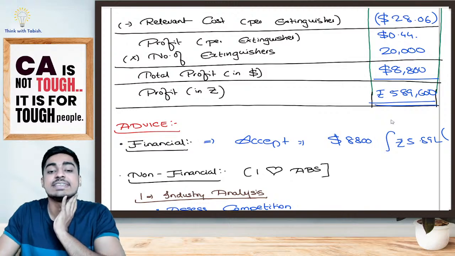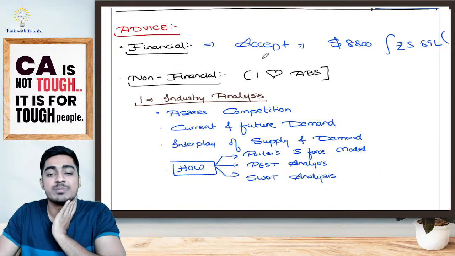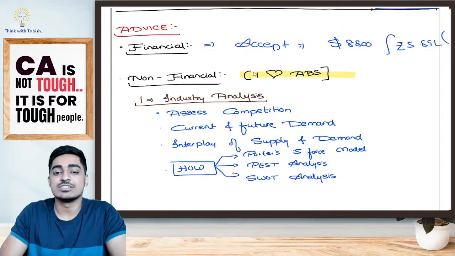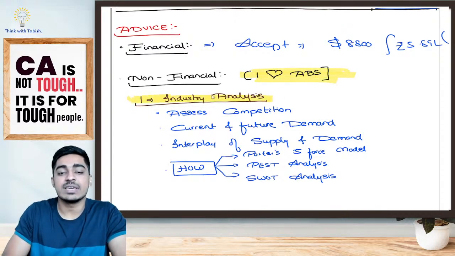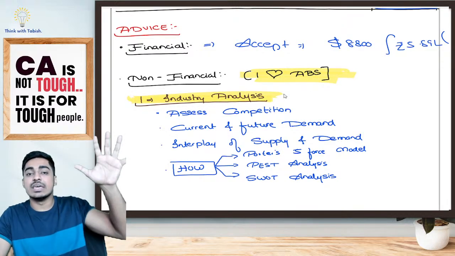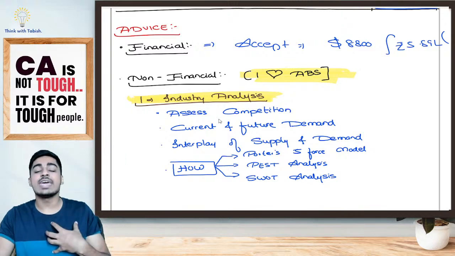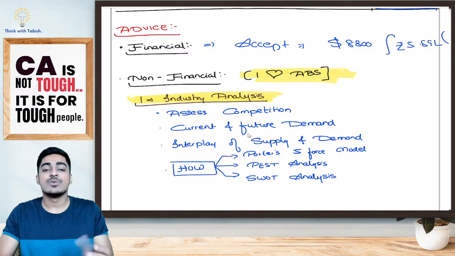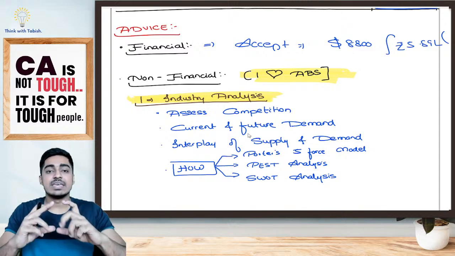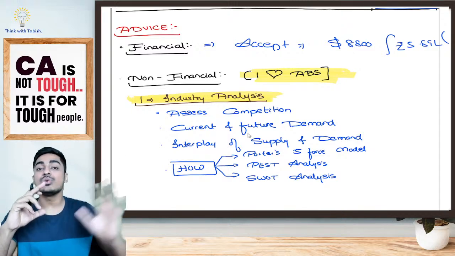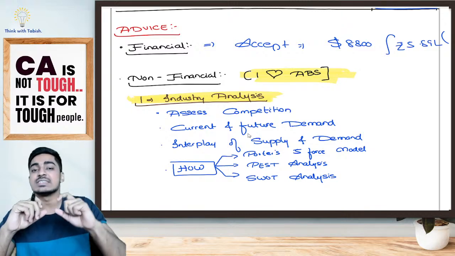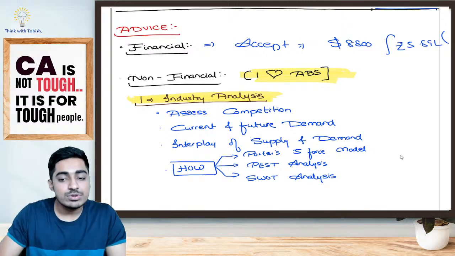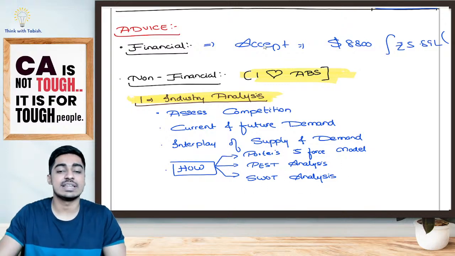But from a non-financial perspective, for a special price order, what is the thing that we need to keep in mind? Industry analysis. We are selling in the export market, so we need to analyze the industry. How is the export market? Do we have any future there? What is the present demand? What is the future demand? We need to see how the demand and supply are. If demand is more and supply is less, yes, it is good to enter the market. But if demand is less and supply is more, there is no point entering the market. How do we make an industry analysis? Porter's Five Forces model, PESTLE analysis, SWOT analysis.